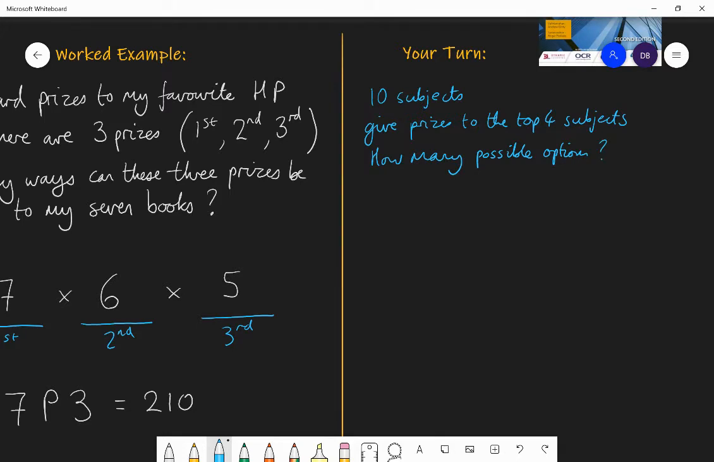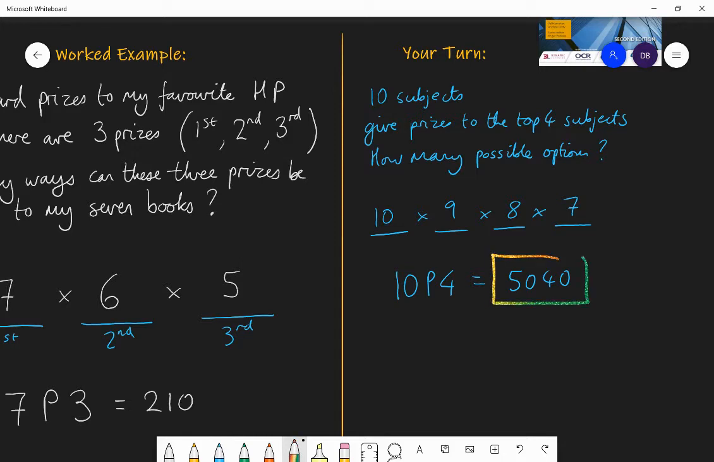The answer is, you have first, second, third, and fourth. You have 10 choices for the first, 9 choices for the second, 8 for the third, and 7 for the fourth. So that's the calculation you could do, but the better way of doing it is 10P4, the number of permutations of 4 objects chosen from 10. And that's 5,040 different possible ways. Well done if you got that right.